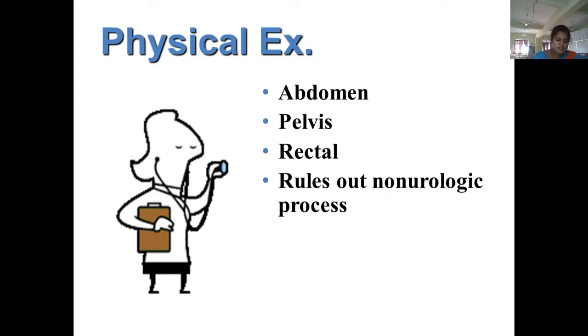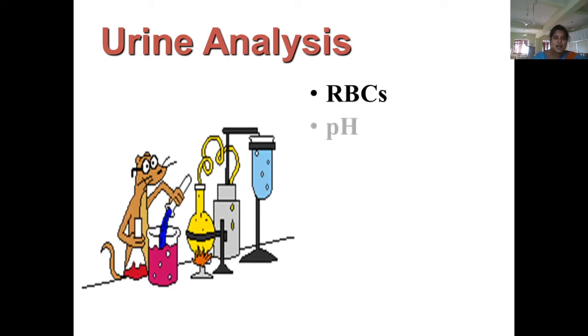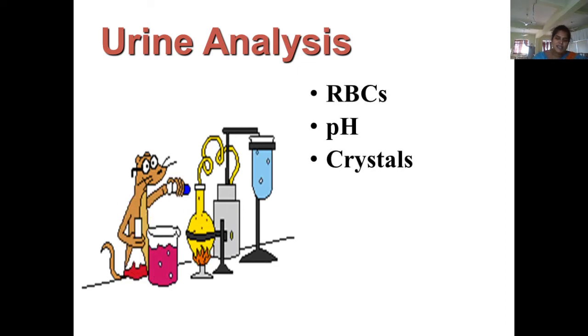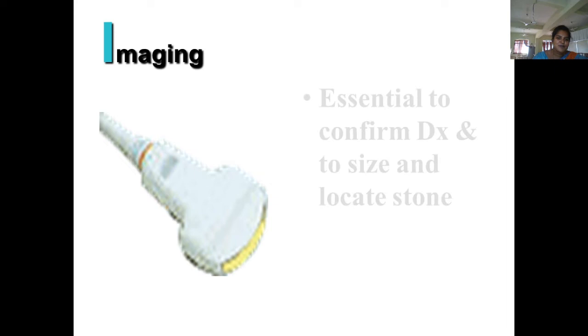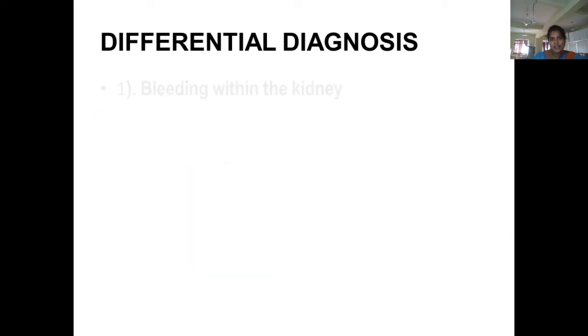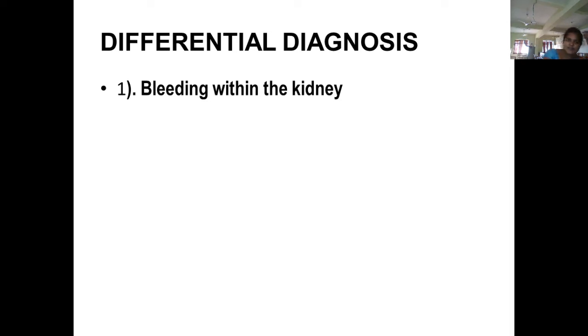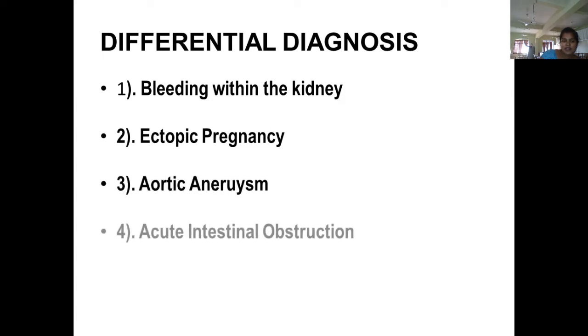Then in the physical examination, we will check the abdomen, pelvis, and rectal examination, and some of the procedures. Urine analysis will rule out RBCs, pH, whether it is alkaline or acidic, crystals, bacteria, and pyuria, for checking bacteria in the urine. Imaging studies are essential to confirm the diagnosis and to know the size and location of the stone, where it is situated. The differential diagnosis should be made from bleeding within the kidney, ectopic pregnancy, aortic aneurysm, and acute intestinal obstruction or appendicitis.